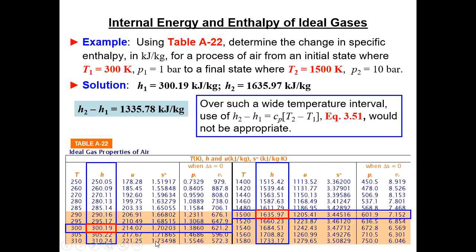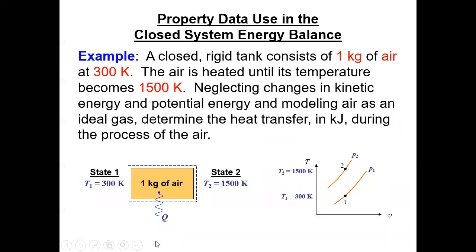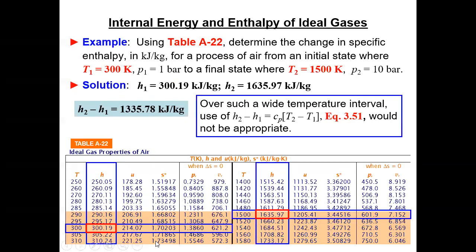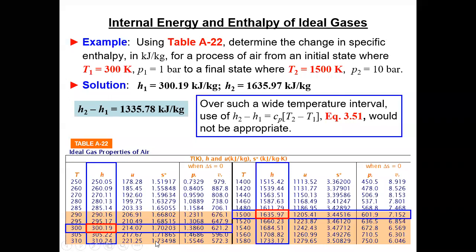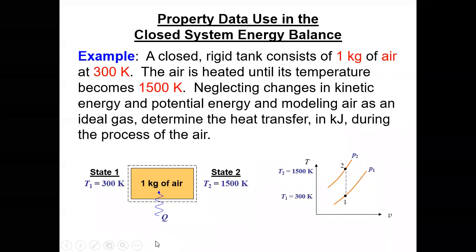There's a note that over such a wide temperature interval, using a constant cp would not be appropriate, because there's too much variation over that big of a temperature range. So anyway, there's your solution to this, pretty straightforward. Then there's a little example problem here.